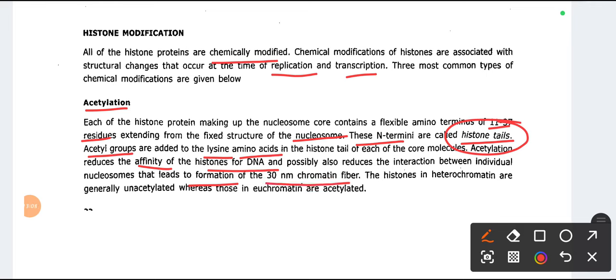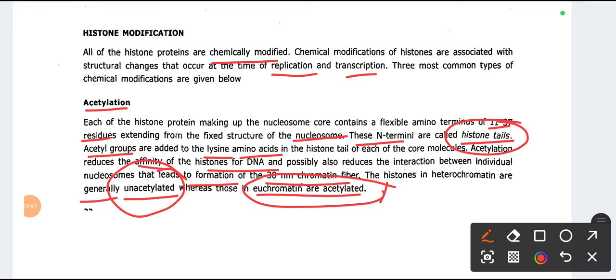So acetylation reduces the affinity of the histone for DNA, so that there will be no interaction between nucleosomes. The histones in heterochromatin are generally unacetylated, whereas those in euchromatin are acetylated. Acetylation is loosening up the chromosome, so that more proteins and transcription factors can come and bind to that region, and it can be expressed. Unacetylated regions are silenced, inactive. Acetylated regions are active. So euchromatin is acetylated, heterochromatin is unacetylated.